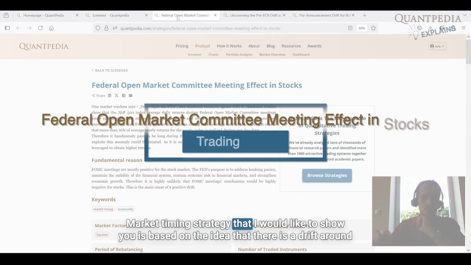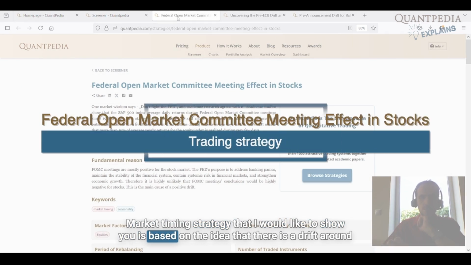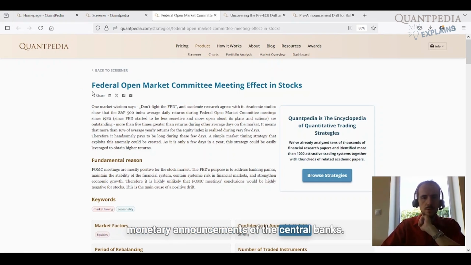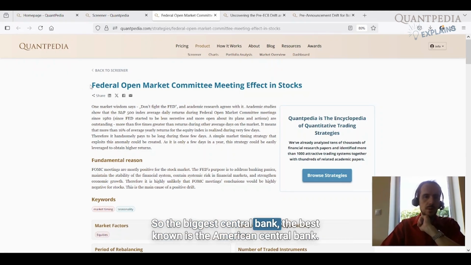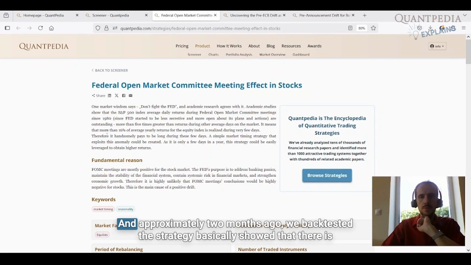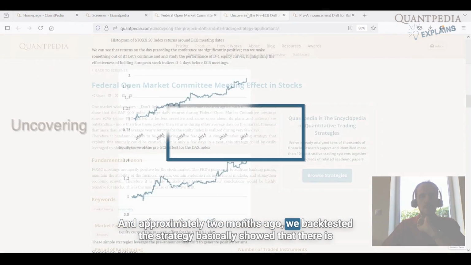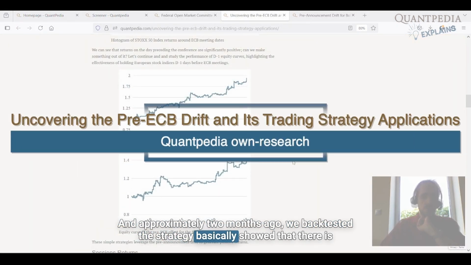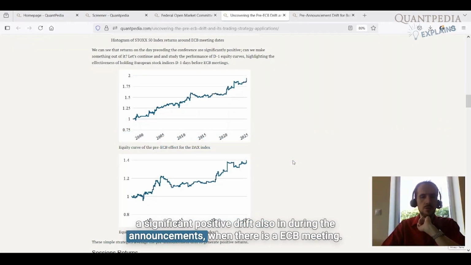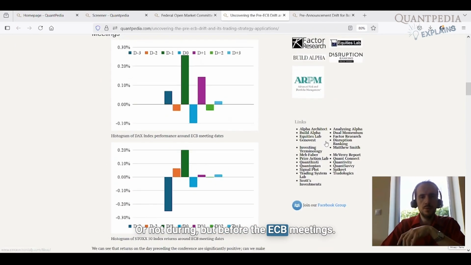The market timing strategy that I would like to show you is based on the idea that there is a drift around the monetary announcements of the central banks. The biggest and best known central bank is the American central bank, the Fed. There is significant drift before or around the FOMC meetings, and approximately 2 months ago we backtested the strategy and showed that there is a significant positive drift also before the ECB meetings.